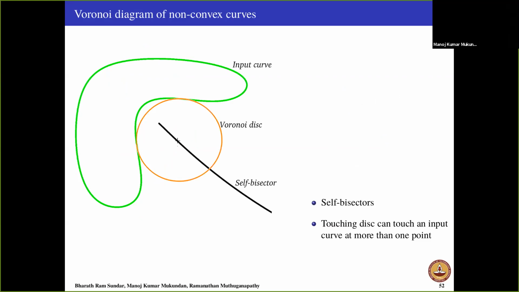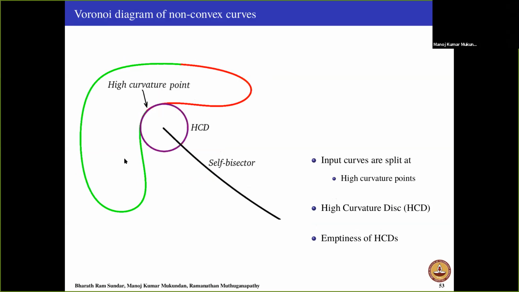For the Bernoulli diagram for non-convex curves, self-bisectors are also involved. Along the self-bisector, touching discs have 2 foot points from the same curve. To avoid this situation, non-convex curves are split at high curvature points. It is a point on the input curve at which curvature is a local maximum. The disk associated with the high curvature point is called XCD. An empty XCD acts as the starting point of a self-bisector, so its emptiness is also to be checked.